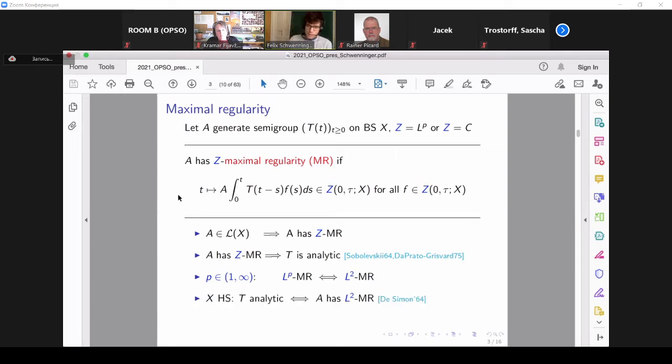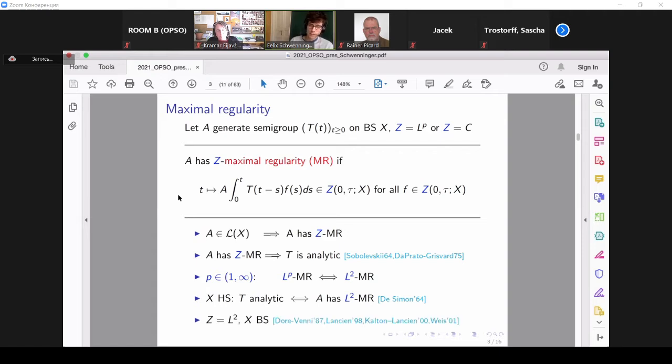What is nice, that is also well known, is that on Hilbert spaces, if X is a Hilbert space, this notion is actually completely characterized by the fact that T is an analytic semigroup. So then you have this property automatically whenever you know that your semigroup is analytic. However, this does not carry over to the general Banach space case.